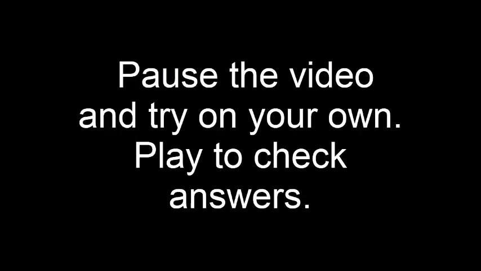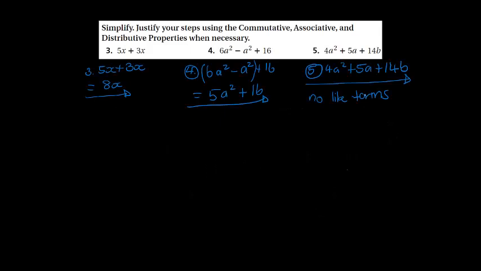Simplify and justify your steps using the commutative, associative, and distributive properties when necessary. Okay, let's do question 3. Pause the video, do all 3 questions, and then come back and check the answers. And this is the answer for question 3, 4, and 5.